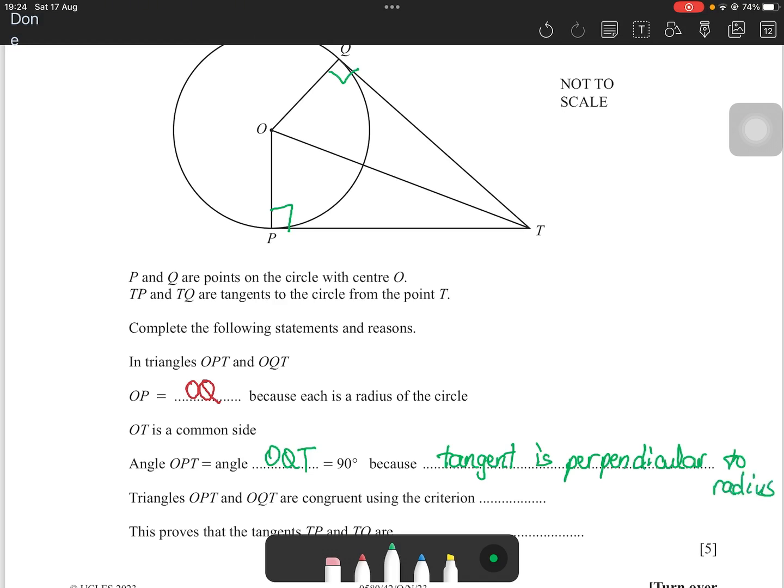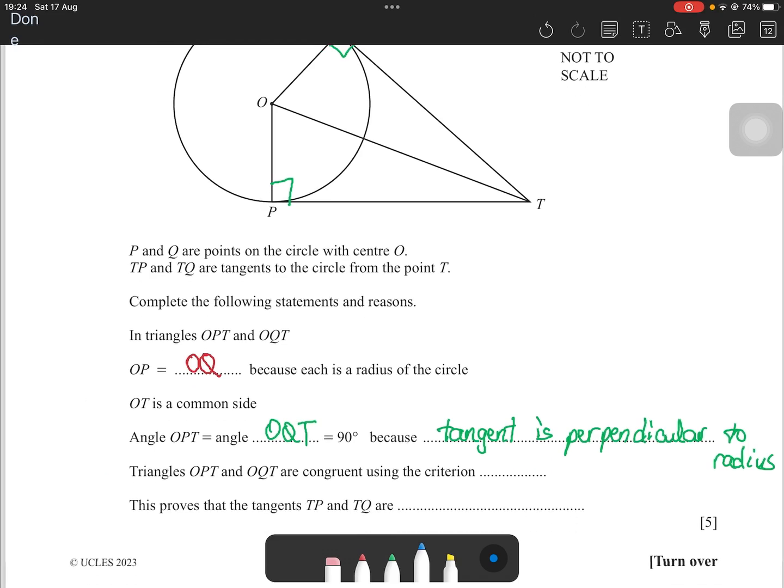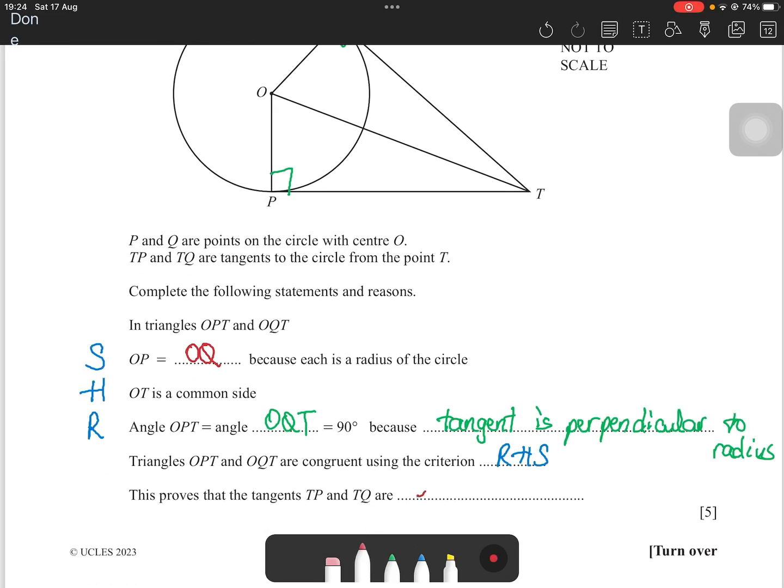Then the triangles OPT and OQT are congruent using the criterion. So let's check the criterion. OP equals OQ, that is the side. OT is a common side. This is the hypotenuse of the triangle. And there are 2 right angles, so this is a right angle triangle. So we use the criterion right angle hypotenuse side. This proves that the tangents TP and TQ are equal in length.